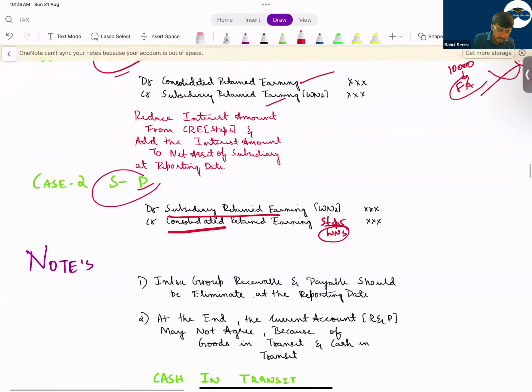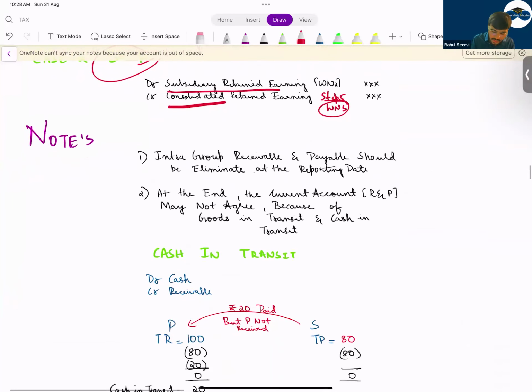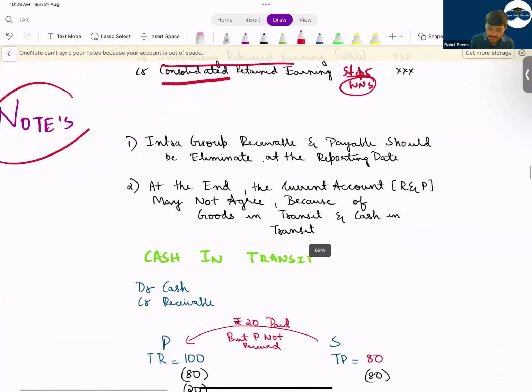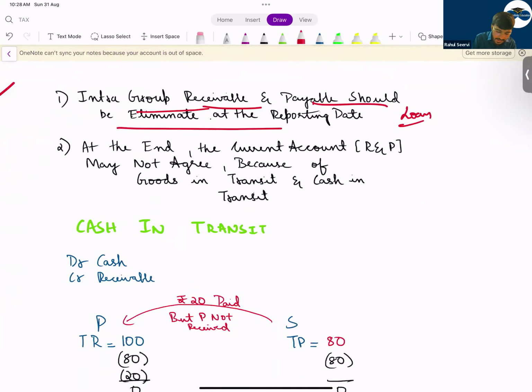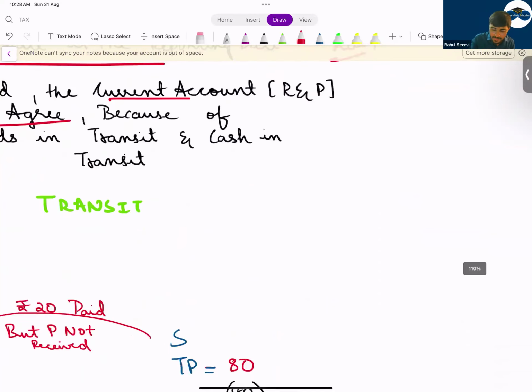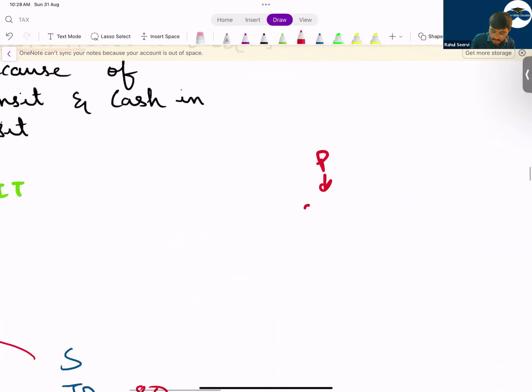Some important notes now. Intra-group receivable and payable should be eliminated. Intra-group loans should also be eliminated, etc. Now sometimes what will happen at the year end, the current account will not agree. That means the current account of parent and subsidiary. The parent company will say that we have a receivable of 2,000, but the subsidiary company will say that in my books only 1,400.